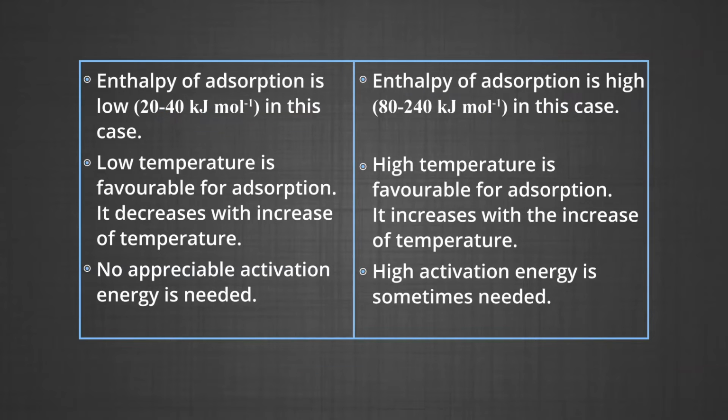Number 5. For physisorption, enthalpy of adsorption is quite low, that is in the range of 20 to 40 kilojoules per mole. For chemisorption, enthalpy of adsorption is quite high, that is in the range of 80 to 240 kilojoules per mole. Number 6. Low temperature is favorable for physisorption. It decreases with increase of temperature. High temperature is favorable for chemisorption. It increases with the increase of temperature. Number 7. For physisorption, no appreciable activation energy is needed, but for chemisorption, high activation energy is sometimes needed.